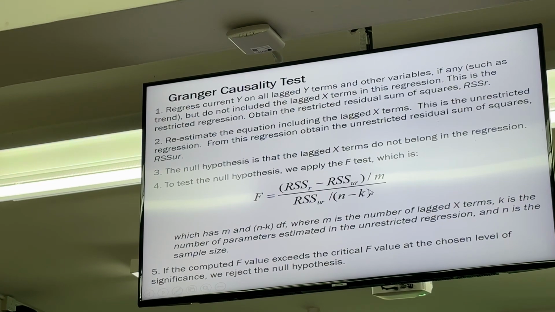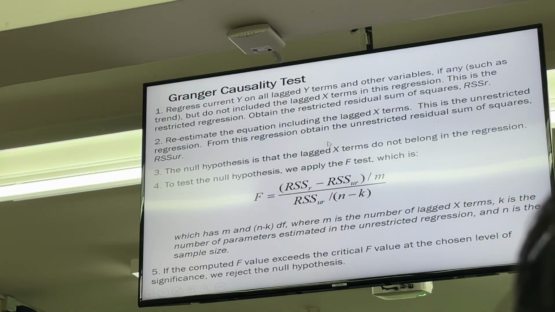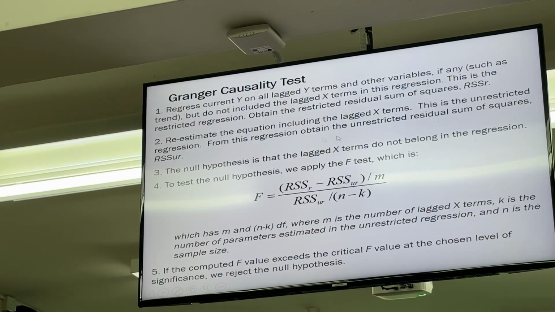So, what is the hypothesis? The lag x do not belong in the regression. It means that the hypothesis is that x does not Granger cause y. Under this condition, because you regress the y on the lag y, right? So in this condition, x does not Granger cause y.